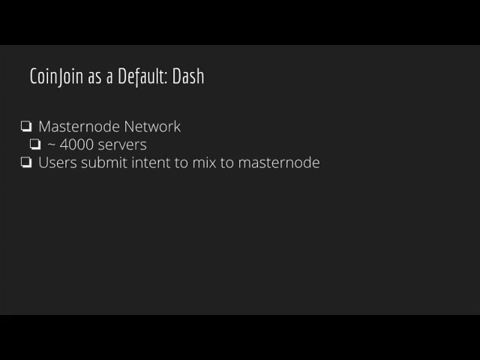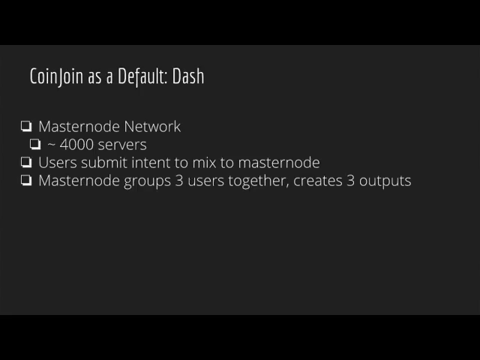And so you send basically a transaction or a message to a masternode saying, I want to participate in a CoinJoin. The masternode then waits for 2 other people to send a similar transaction or message saying, we also want to participate in a CoinJoin.